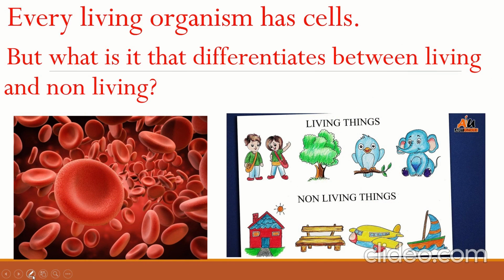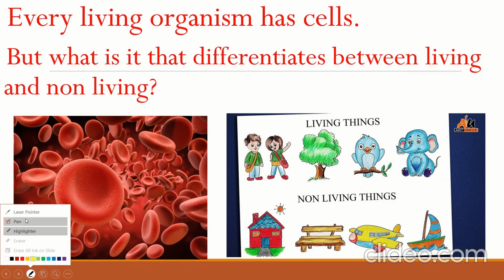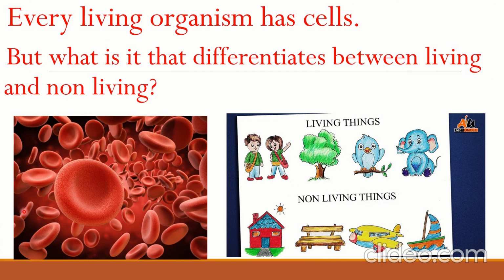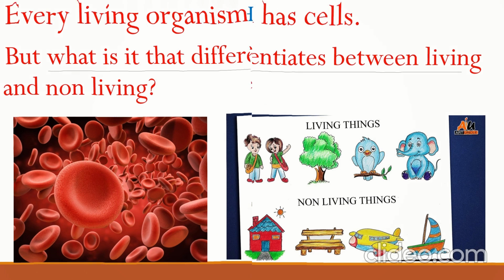So we know that every living organism has cells, and then we divided the living organisms based on the number of cells, and we even saw the basic structure of a plant cell. Now we know that living organisms have many cells, but what is the difference between living and non-living things? Let's see them over here. What is the biological difference between these two?